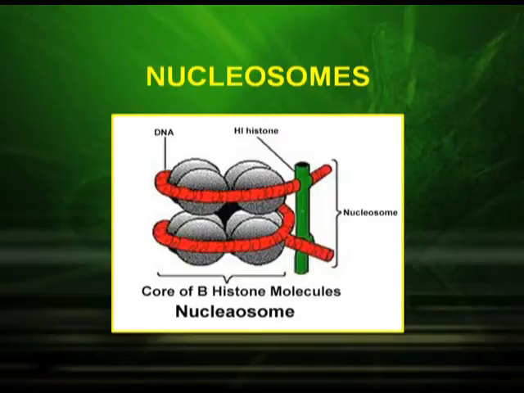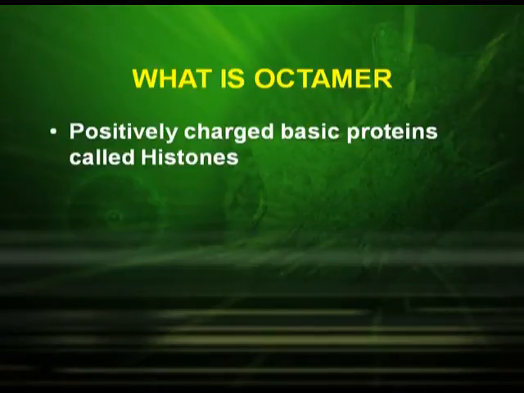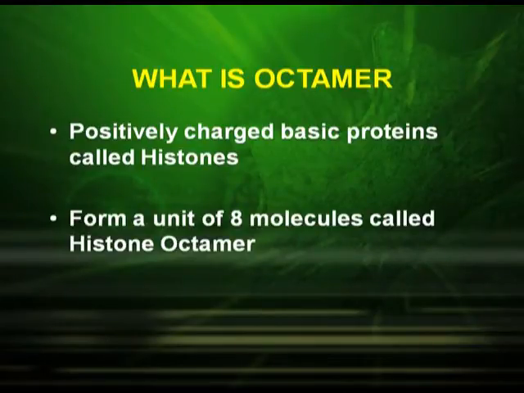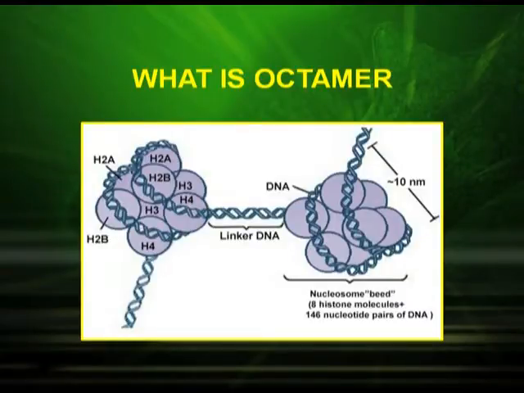Now, let us go into detail on the structure of the nucleosome. What is an octamer? It is made of positively charged basic proteins called histones. The octamer is made up of 8 histone protein molecules. The DNA is wrapped around the histone octamer. These 8 protein molecules are H2A, H2B, H3 and H4, which are present in 2 copies. Between 2 nucleosomes, there is a linker DNA. And that is how we get a bead-on-string structure.